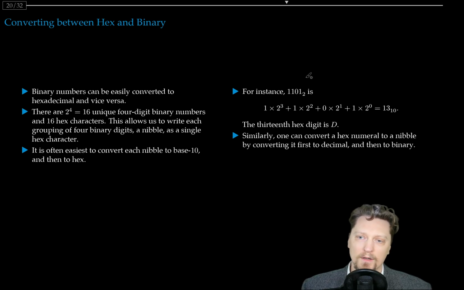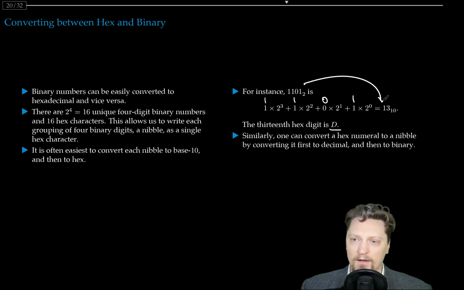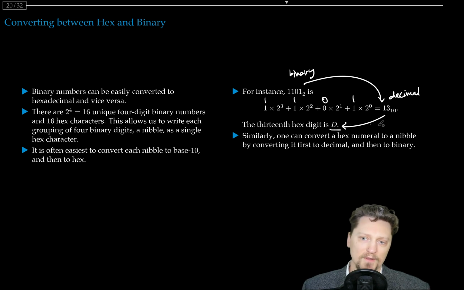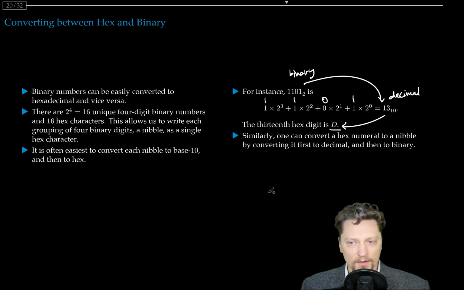For instance, 1101 in base 2 is in decimal, so there's our 1, 1, 0, 1, multiplying by our base raised to the position power, gives us 13 in base 10. The 13th hex digit is D. So what we did here is we went from binary to decimal, and then we went from decimal to hex, which was trivial because it was just a single digit, but we could have gone through the general procedure that we just covered. Similarly, one can convert a hex numeral to a nibble by converting it first to decimal and then to binary. So the reverse procedure works as well.